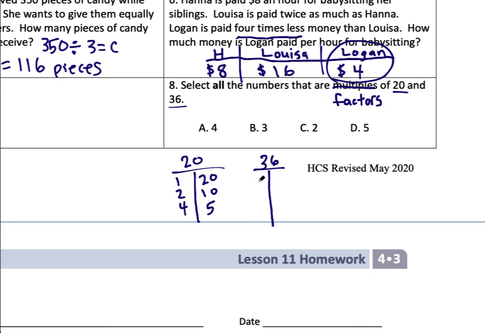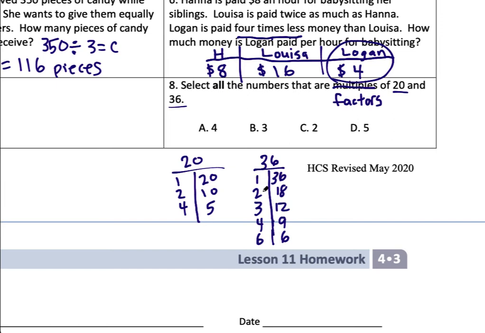Factors of 36, there's a lot more of these. We have 1 and 36. We have 2 and 18. We have 3 and 12. We have 4 times 9. 5 doesn't work. 6 does. 6 times 6. And then we get back to this row again. So that's all of them.